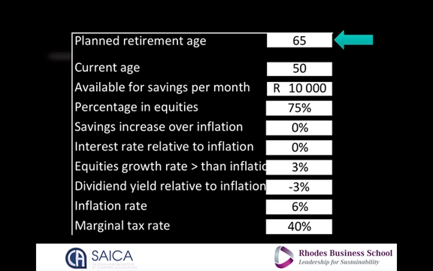Here's a little app. We say if your planned retirement age is 65 and you're currently 50, investing 10,000 rands a month, and 75% of it is placed in equities, and that your savings rate does not increase above the inflation rate, and that your interest rate stays the same as the inflation rate, about 6% at the moment, that your equities grow at 3% faster than the inflation rate over a period of time, and that your dividend yield is 3% below the inflation rate, and the inflation rate is 6% with the marginal tax rate of 40%.